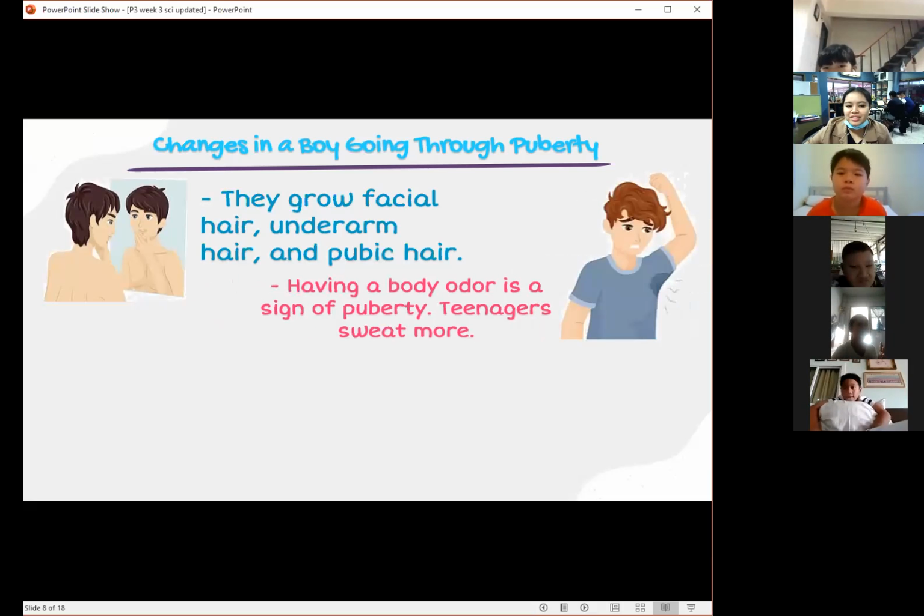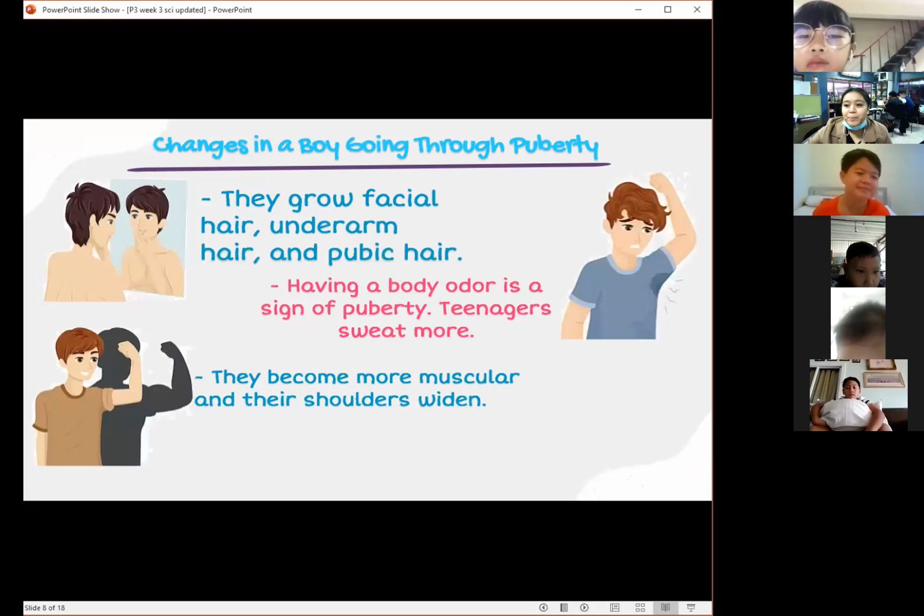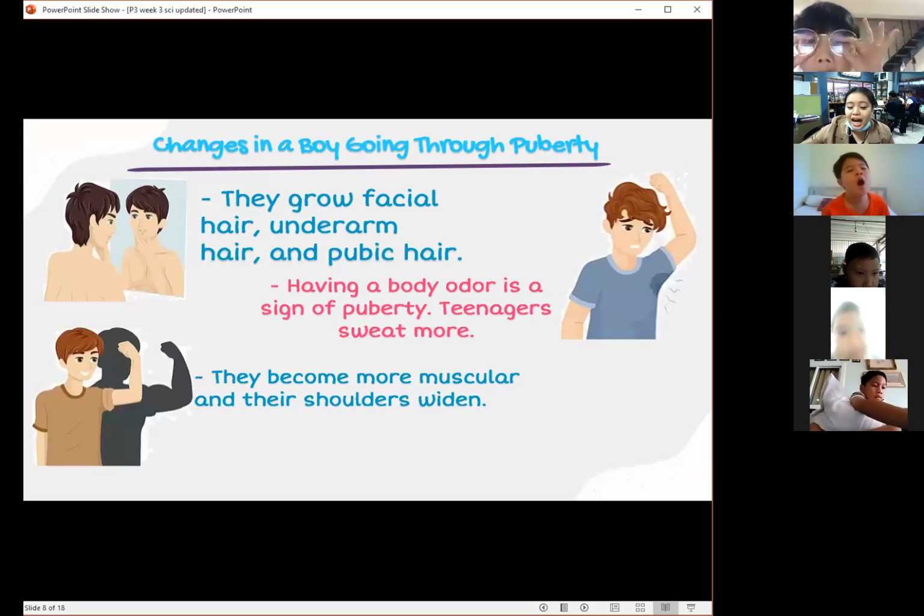Okay, next. Having a body odor is a sign of puberty. Teenagers sweat more. When you reach this age, you will experience this all. Understand? Next, they become more muscular.